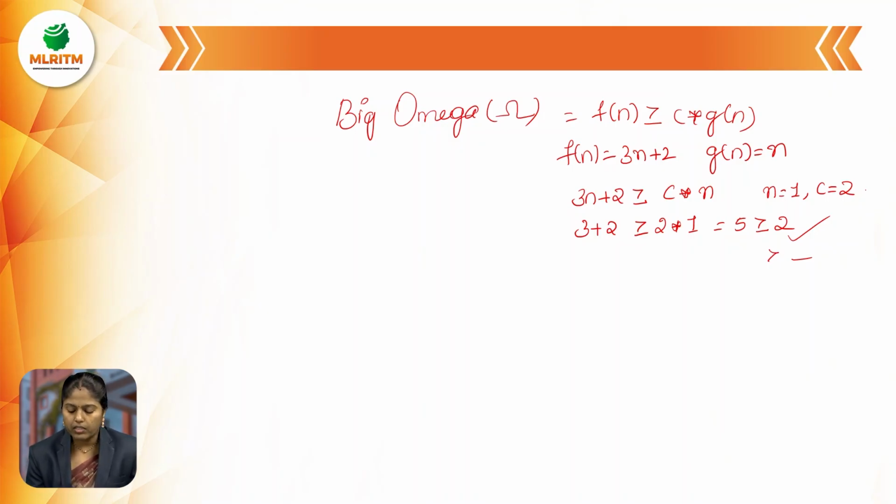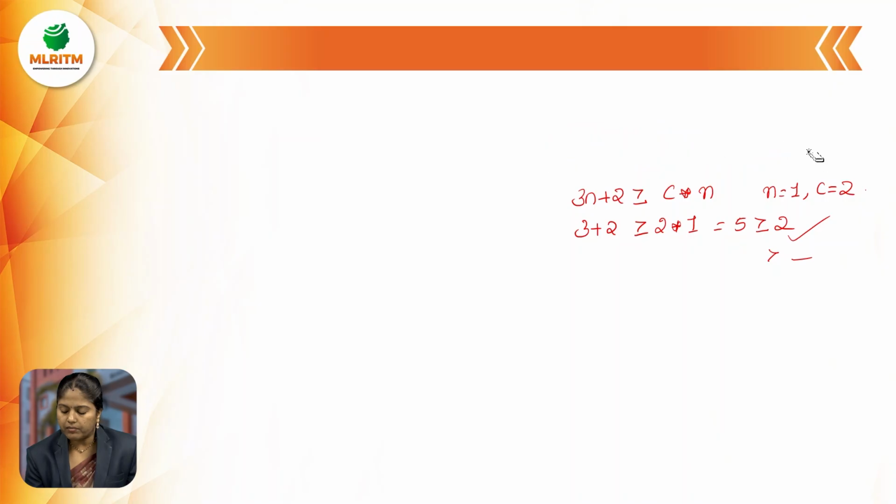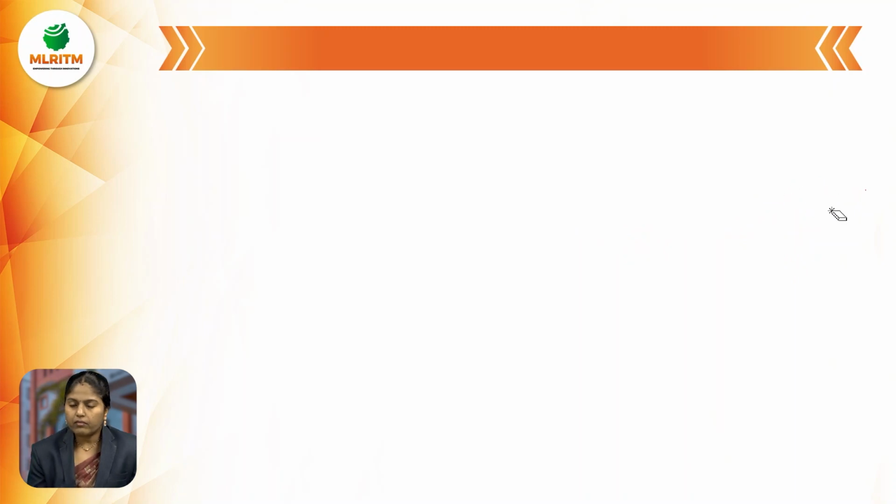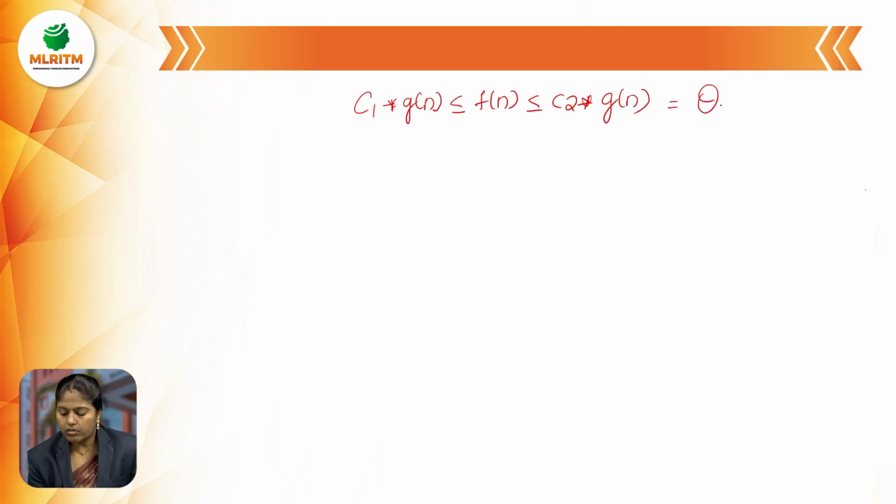Okay, this is about the big omega notation. Next we will go for the big theta. For the big theta, what we have to do? First, we have to see the condition C1 into g of n less than or equal to f of n less than or equal to C2 into g of n. Okay, this is the condition for the theta notation.